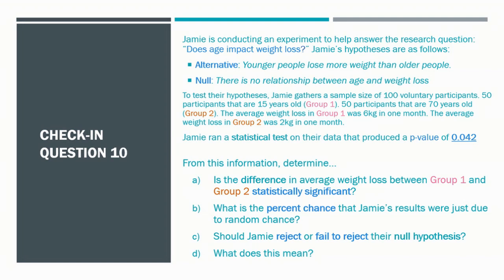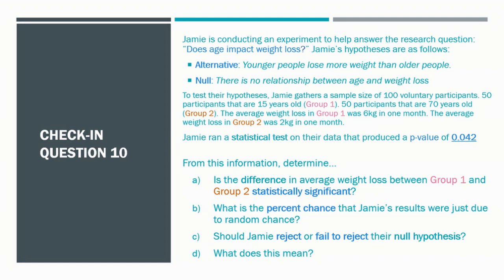These are group 1 individuals. 50 participants are 70 years old. These are group 2 participants. And the average weight loss in group 1 was noted to be 6 kilograms in 1 month, whereas the average weight loss in group 2 was noted to be 2 kilograms in 1 month. Jamie ran a statistical test on their data that produced a p-value of 0.042. From this information, determine the following.